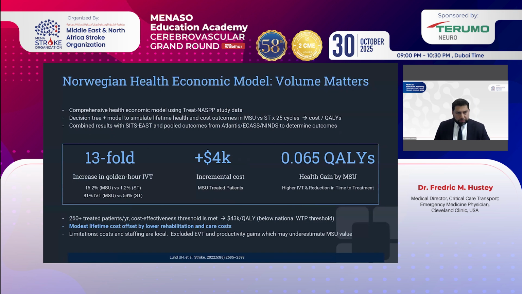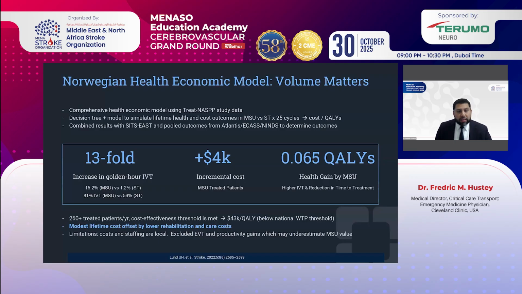If we look at a Norwegian health economic model, here what they did is they created a model using the TREAT and ASPP study data, and they basically developed a decision tree and a model to simulate lifetime health and cost outcomes in a mobile stroke unit versus standard transport for about 25 cycles or 25 years. And they combined some of the results with CIST and pooled analysis from a few other studies to determine outcomes. And what they found is that there was a 13-fold increase in golden hour IV thrombolysis, about 15.2% in MSU versus 1.2% with standard transport, and significantly more IV thrombolysis in a mobile stroke unit.